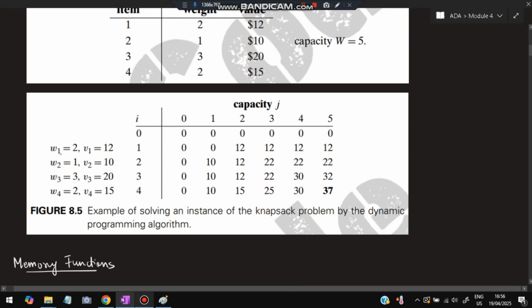The best combination in this case will be this I'll choose with 2 capacity, this I'll choose with 2 capacity, and this one I'll choose with 1 capacity. So total capacity is 5 and the total profit will be 37. So this is the highest value which I can achieve with 5 capacity, and this is the maximum profit. So this is how the knapsack works using dynamic programming.